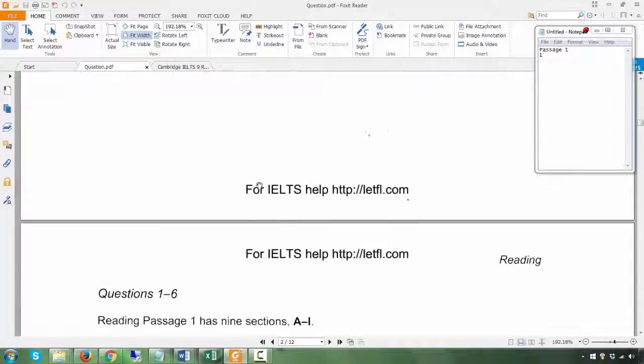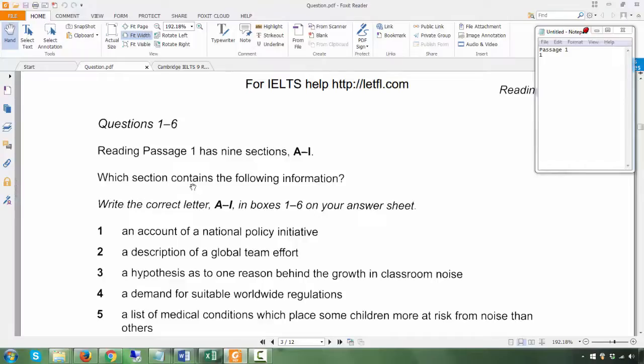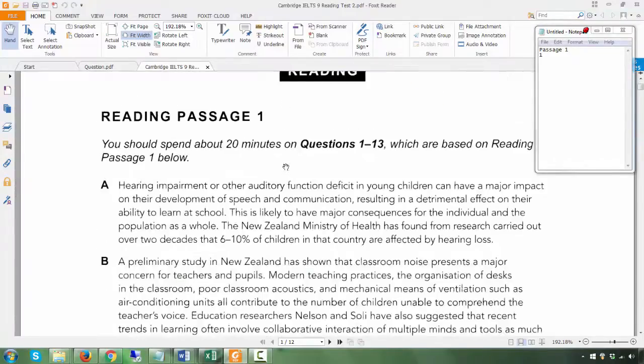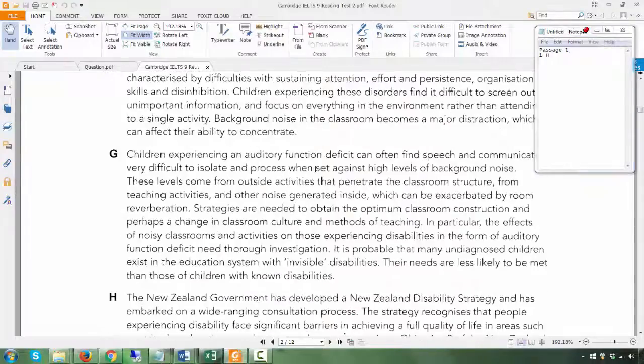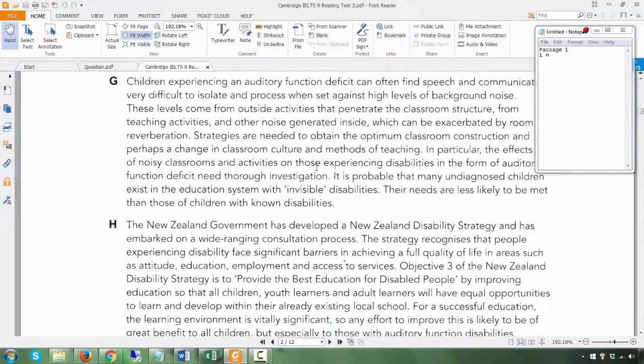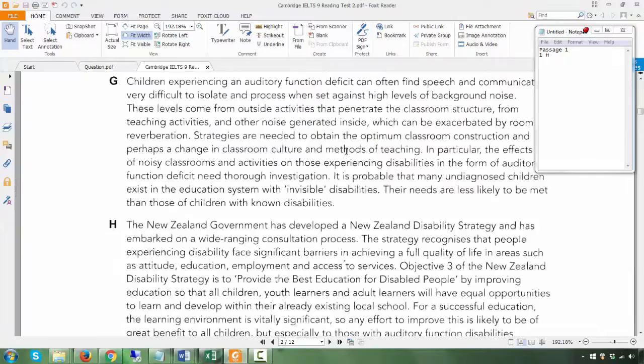Question 1. Read which section contains the following. So this is basically matching information, right? An account of a national policy initiative. The answer would be H. In paragraph H, it says the New Zealand government has developed a New Zealand disability strategy. All right, so that is a national policy initiative.